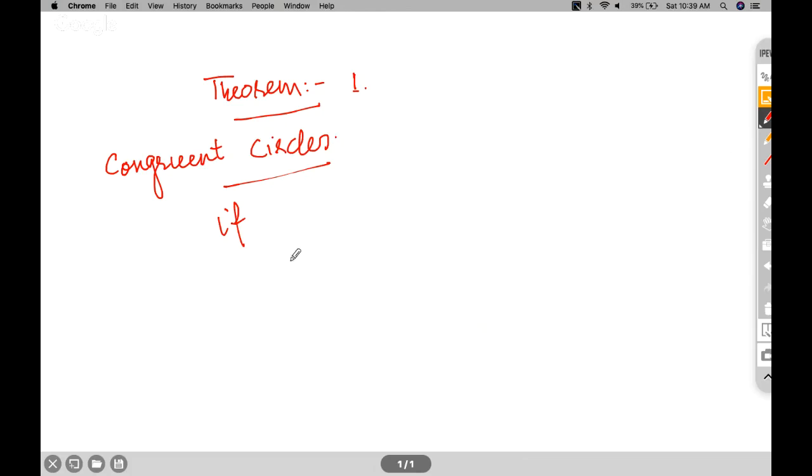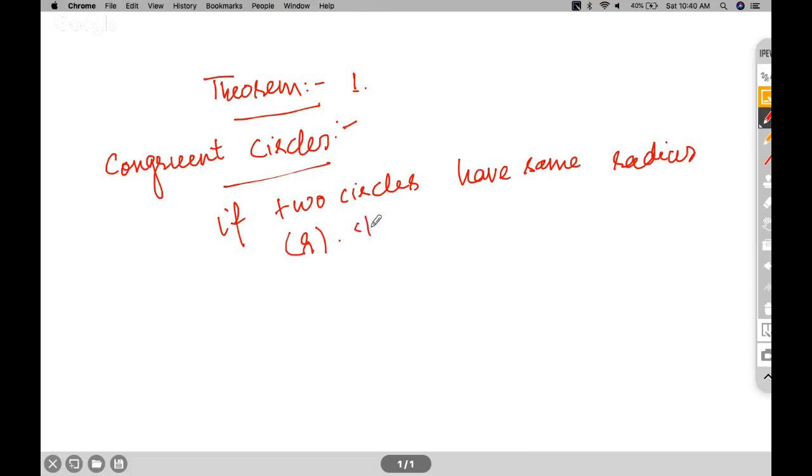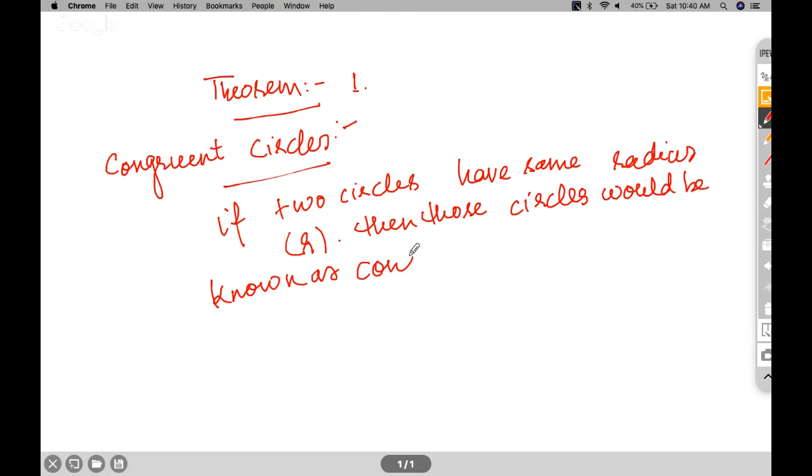If you go to R.S. Agarwal, I'm just reading it for you. Congruent circles means if two circles have the same radius, then those circles would be known as congruent circles. We are always concerned with the property of congruent circles.